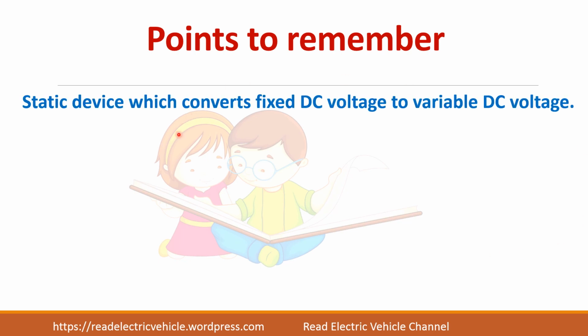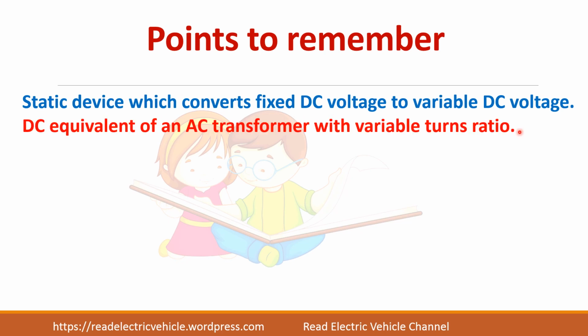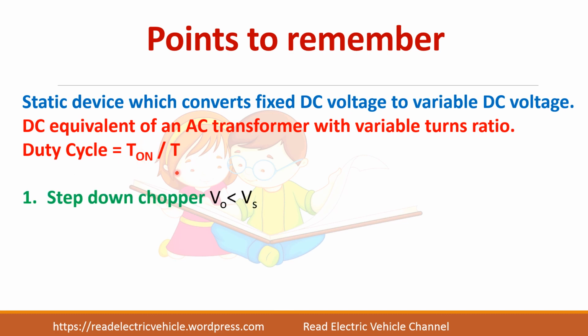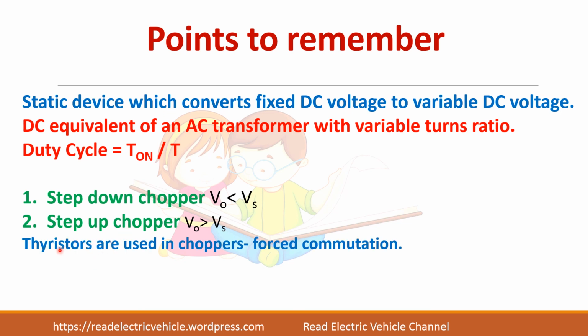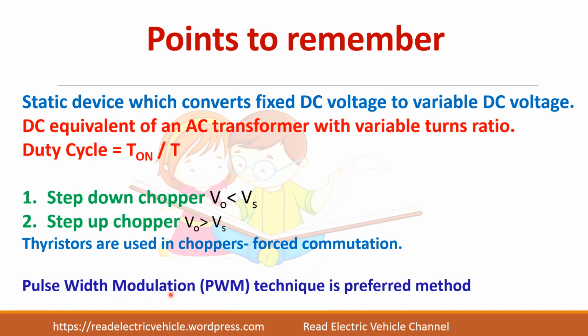The points to remember here are: chopper is a static device which converts a fixed DC to variable DC. It can be considered as a DC equivalent of an AC transformer. Duty cycle alpha is written as T on by T. There are two types of chopper, step down and step up chopper. And in choppers, thyristors are used. Since chopper is a DC circuit, you have to use a forced commutation circuit. And the pulse width modulation technique is the most preferred technique for power converters.